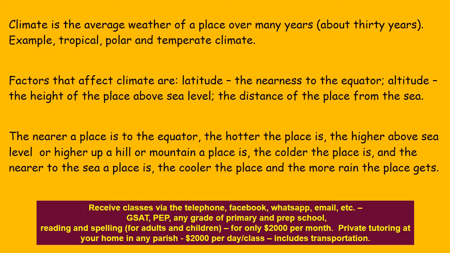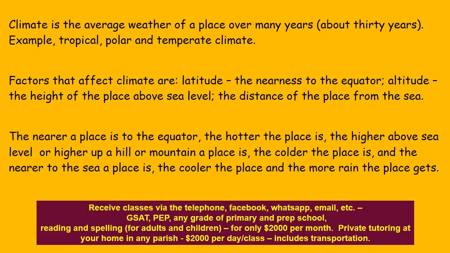Another factor that affects climate is the distance from the sea. The nearer a place is to the sea, the more rain the place gets, and the cooler the place is. It gets more breeze also. Once again, the nearer a place is to the sea, the more rain it gets and the cooler the place is.